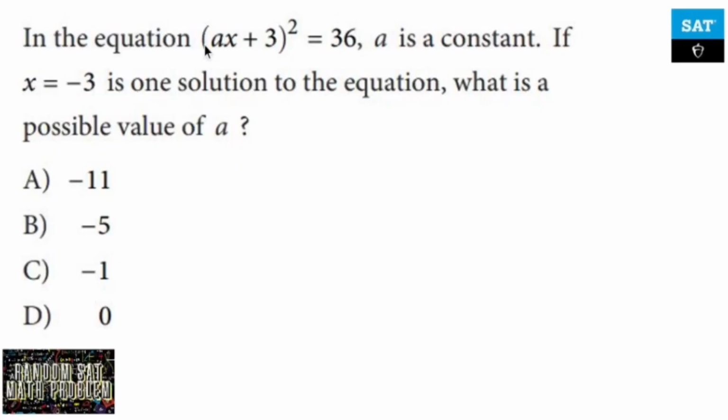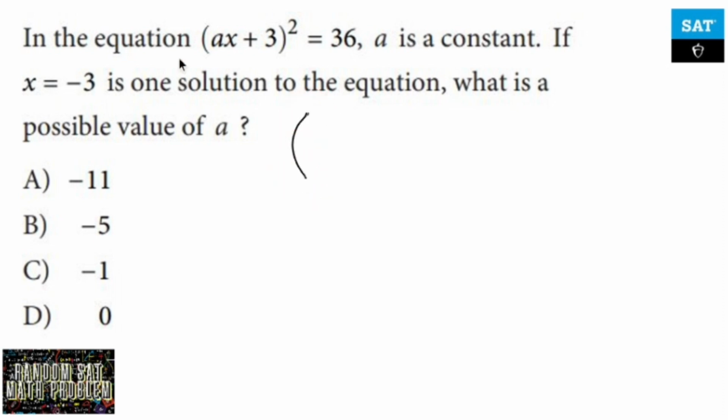In the equation a x plus 3, in parentheses, squared equals 36, a is a constant. Yeah, we know that. Actually, a is a coefficient, but whatever. If x is negative 3 is one solution to the equation, what is the possible value of a? All right, so let's figure it out.